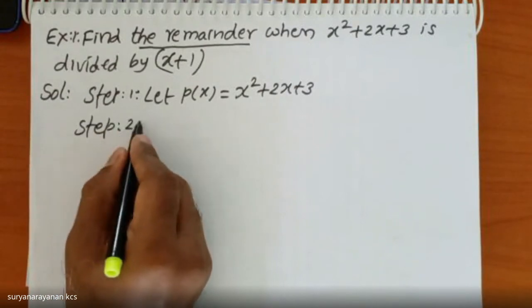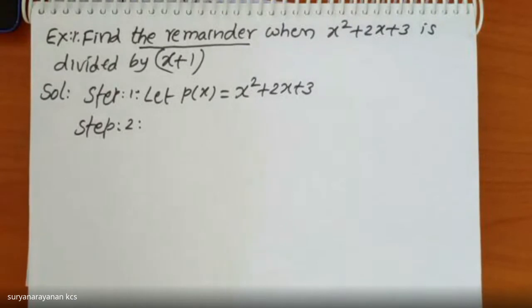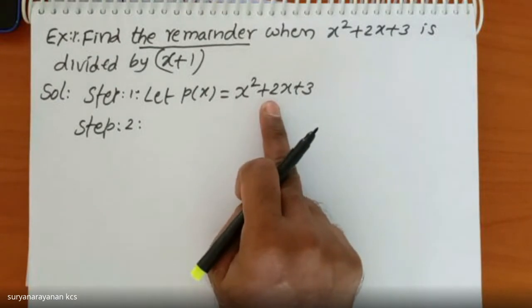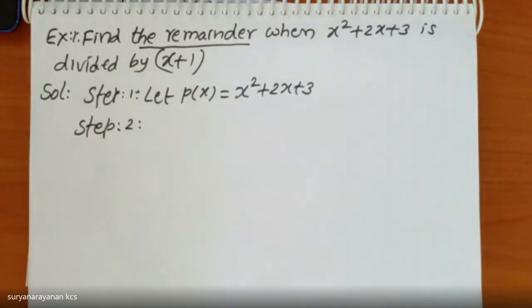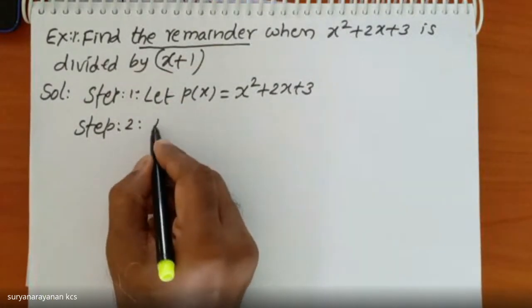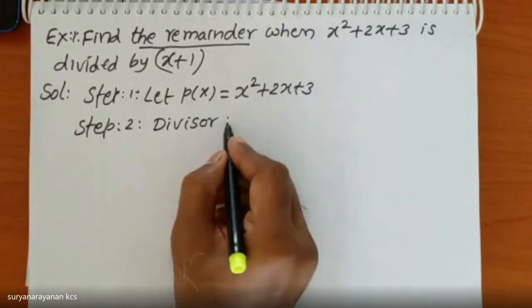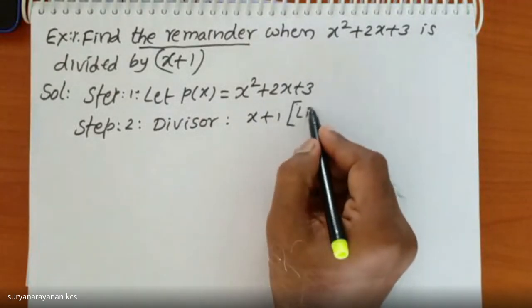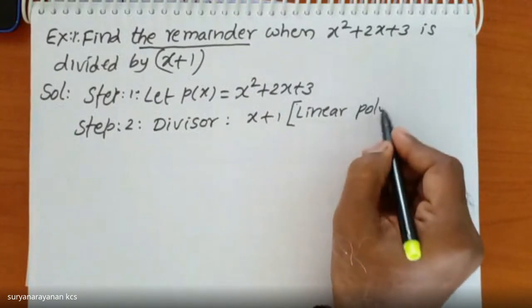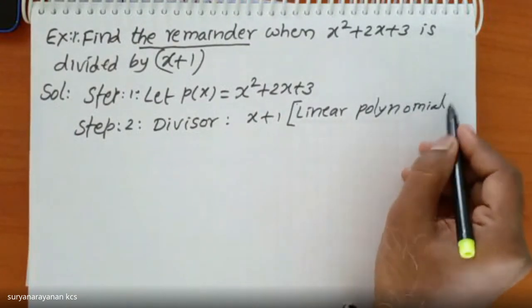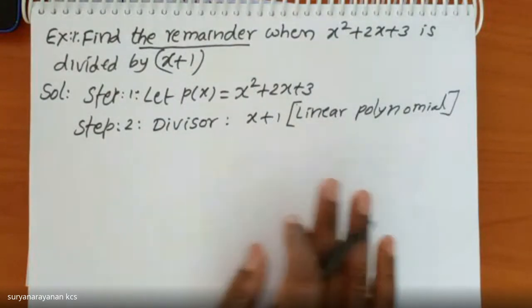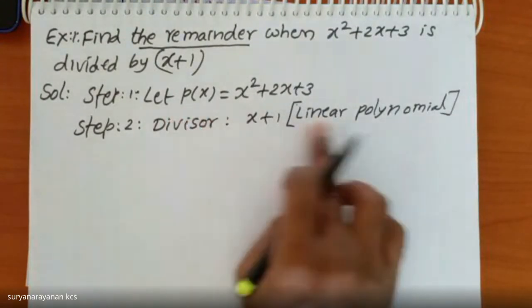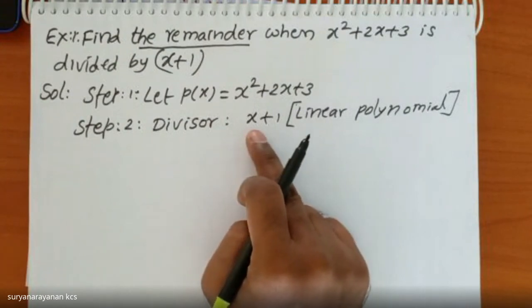Now step 2. By which linear polynomial are you dividing this polynomial? Tell me. What is the divisor? Yes, here x plus 1. So identify that one, the divisor. Divisor is x plus 1. This is a linear polynomial. This remainder theorem we are applying only for linear polynomials. The divisor should be a linear polynomial.